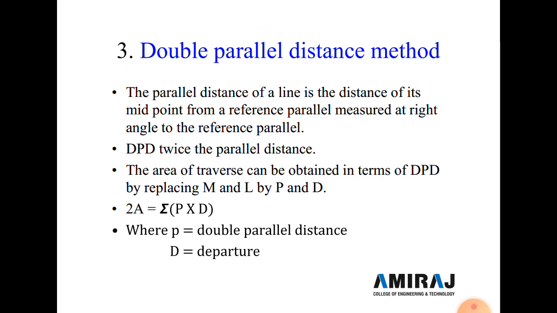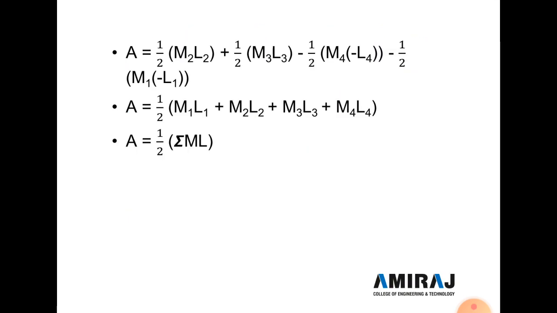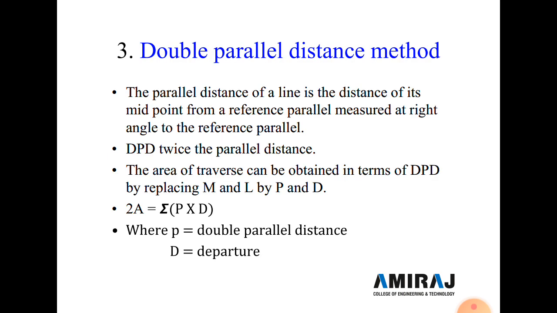So area, for the double departure method, is the summation of the M1, that is 1 by 2 summation of the M1.